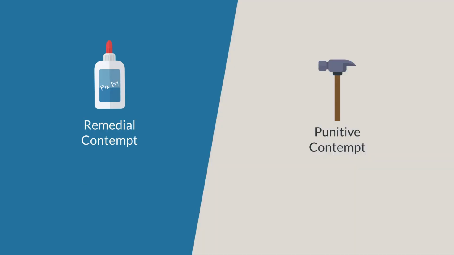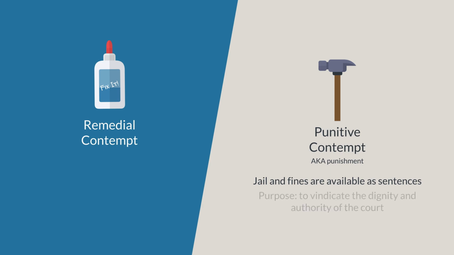The other side of the contempt coin is punitive contempt. So that is punishment. So jail and fines are available, and they're available as sentences. So somebody can be sentenced to a term, say a month or 3 months, in jail for failing to comply with a court order. And the purpose of that is to vindicate the dignity and authority of the court when somebody thumbs their nose at the court and says, I know what I'm supposed to do, and I don't want to do it. I'm not doing it. I'm choosing not to do it.